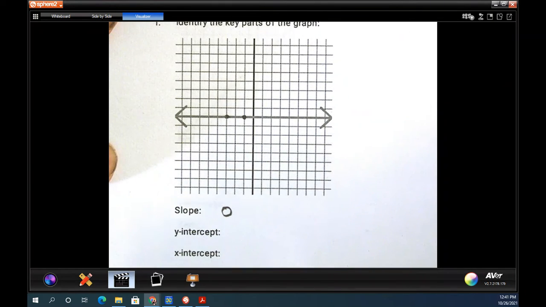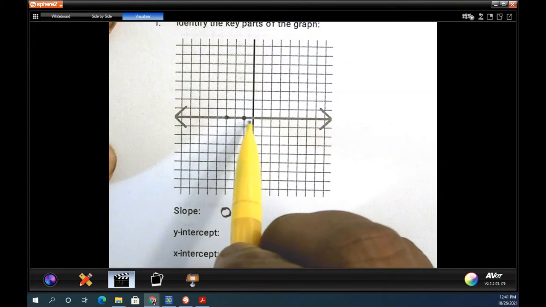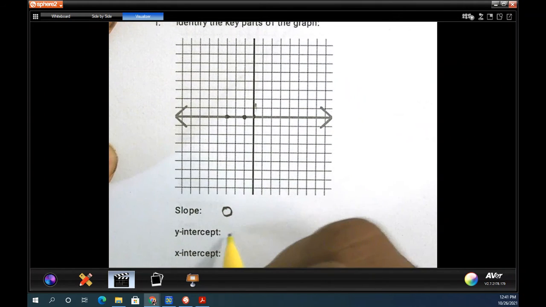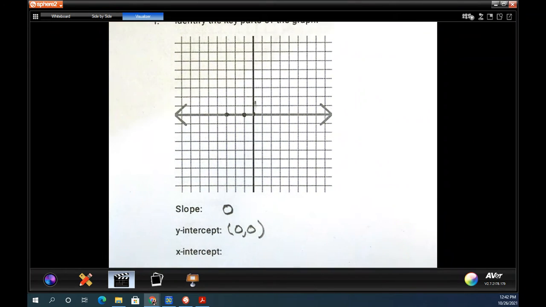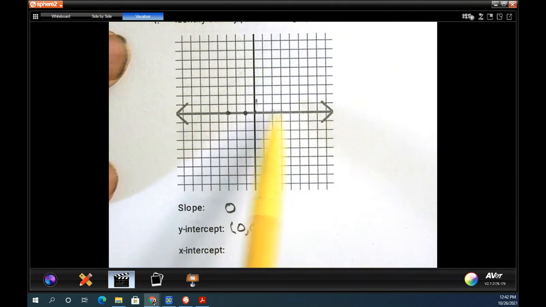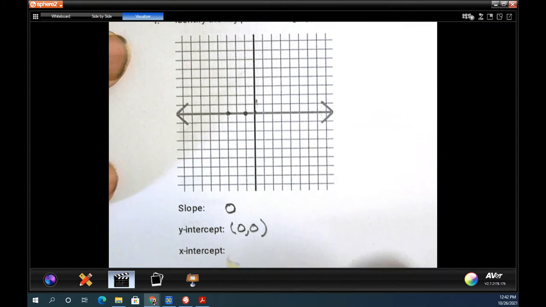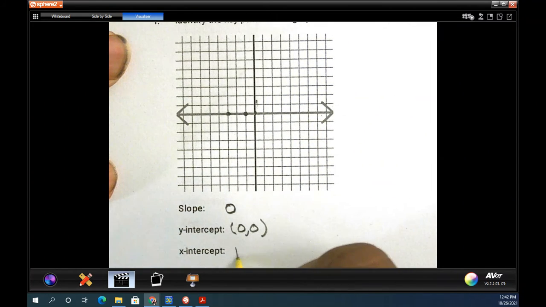Now, the y-intercept. All you got to do is look at the y-axis here, but it only intersects right here. That's where it intersects, at the origin. It's a point on the graph. 0, 0. The x-intercept, which is interesting, hits every point on the x-axis. So, if it hits every number, it would be all real numbers.